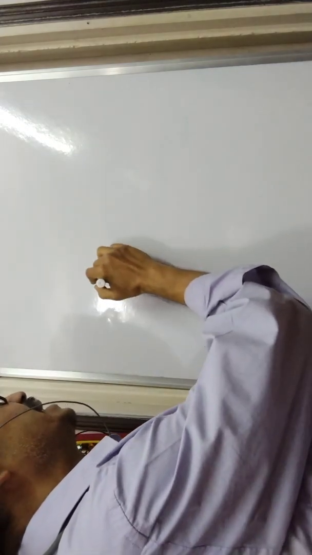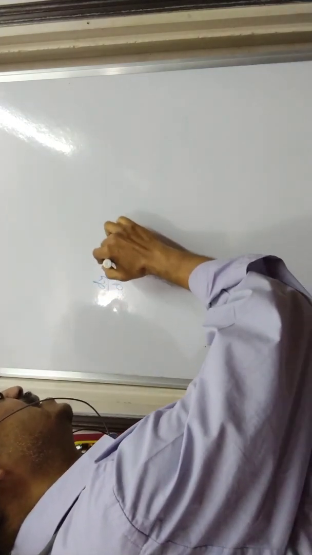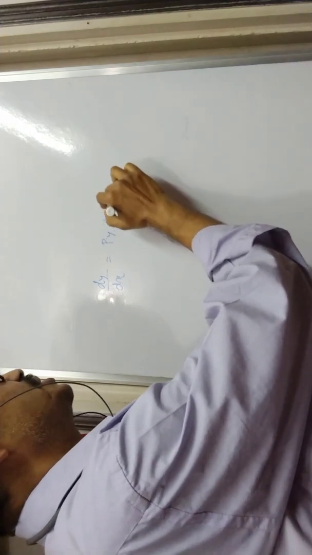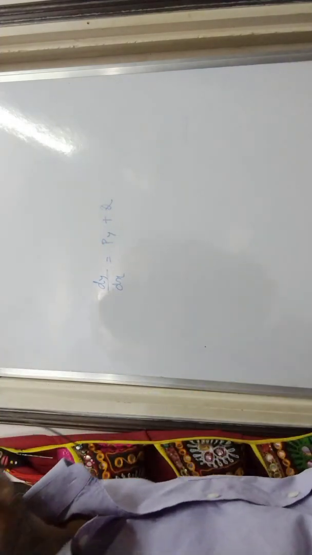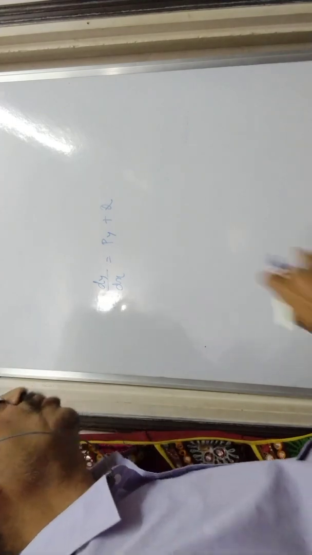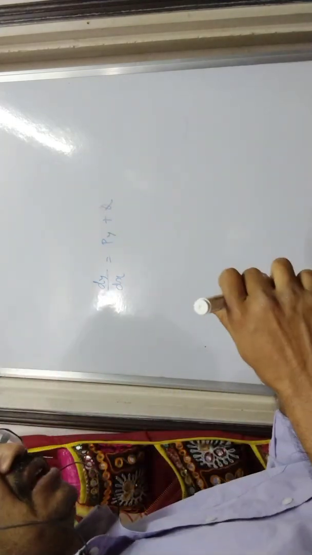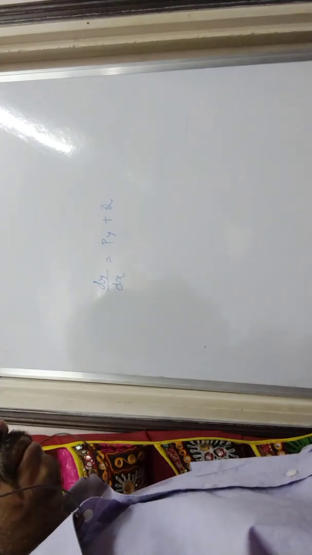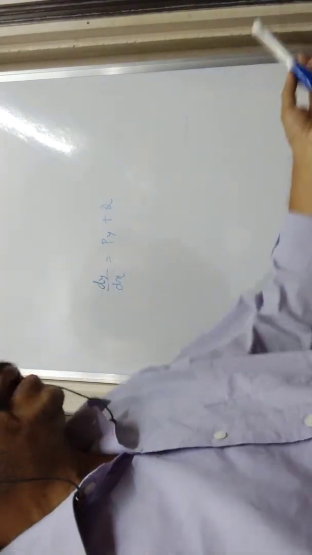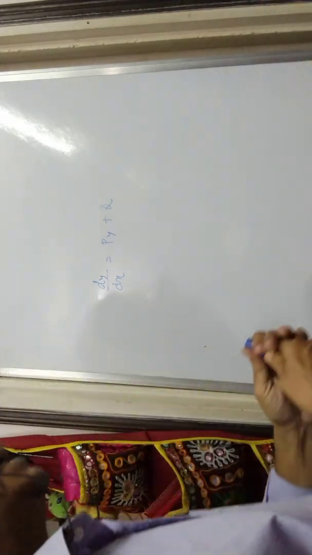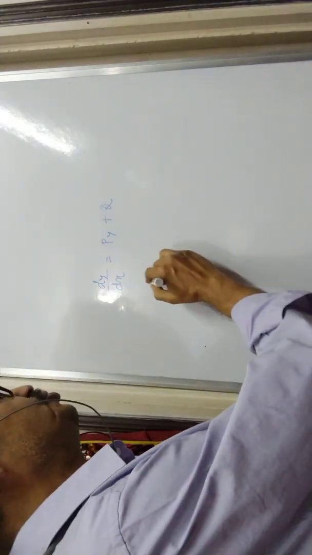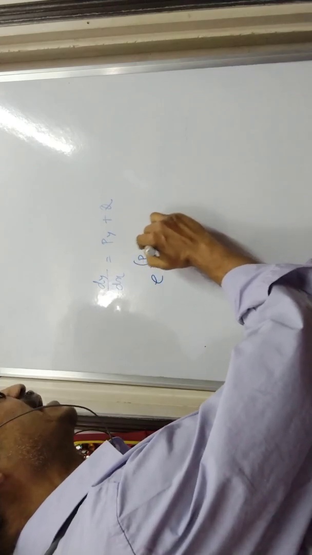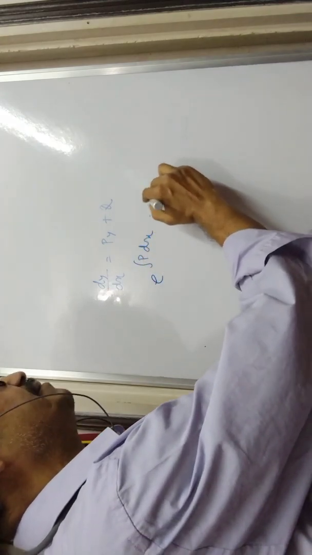So let us get back to this most structured form, dy/dx plus Py equal to Q, where P and Q are both functions of x alone. We can easily establish that in this case we have as integrating factor e to the power integral P dx. This is the integrating factor.